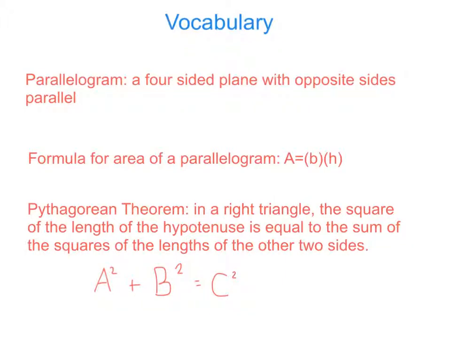And the Pythagorean theorem is in a right triangle, the square of the length of the hypotenuse is equal to the sum of the squares of the lengths of the other two sides. When you write it, it is shown as a squared plus b squared equals c squared. The a and the b represent the two sides, and the c represents the hypotenuse.